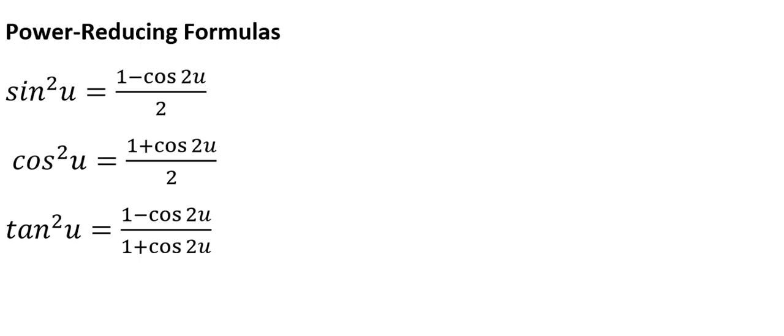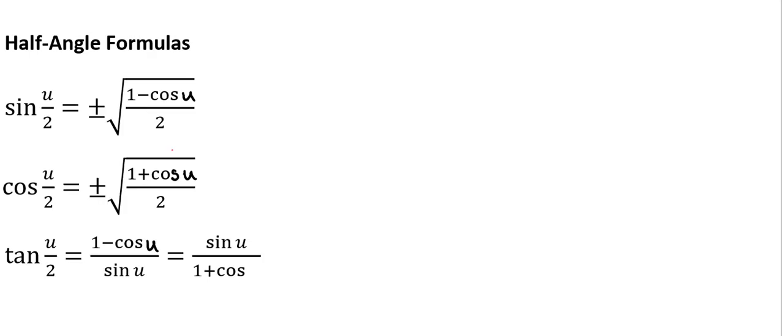In this video, we're going to be using half-angle formulas. You can derive some useful alternate forms of the power-reducing formulas by replacing the u's with u over 2 instead. These results are called half-angle formulas, and these half-angle formulas are what we're going to use.